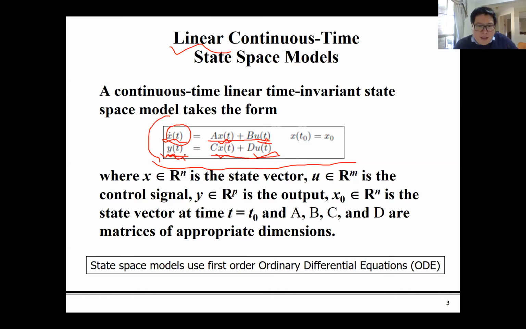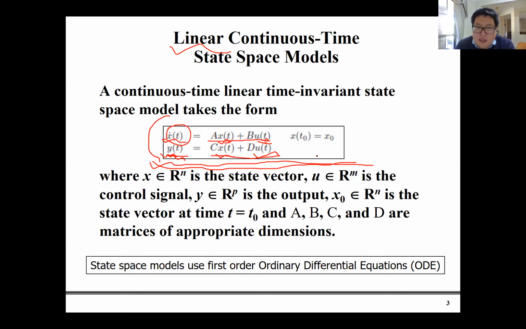The x dot means the derivative of x with respect to time. If your state x is a function of time, then x dot is the first order derivative of the state x with respect to time. It represents the change of the state x with respect to time. So this is the standard formulation of the linear continuous time system.